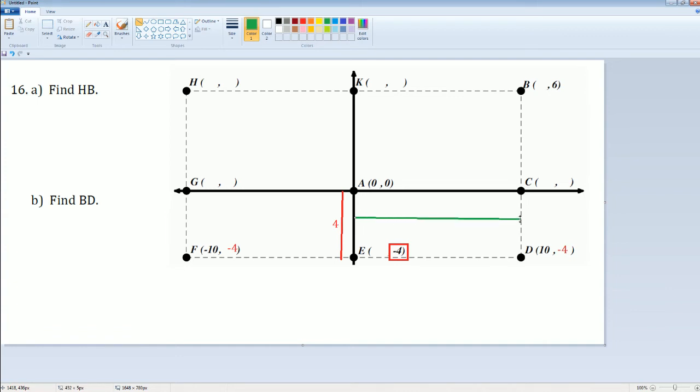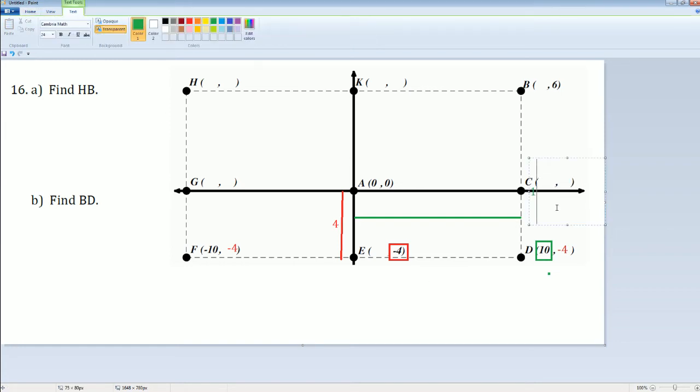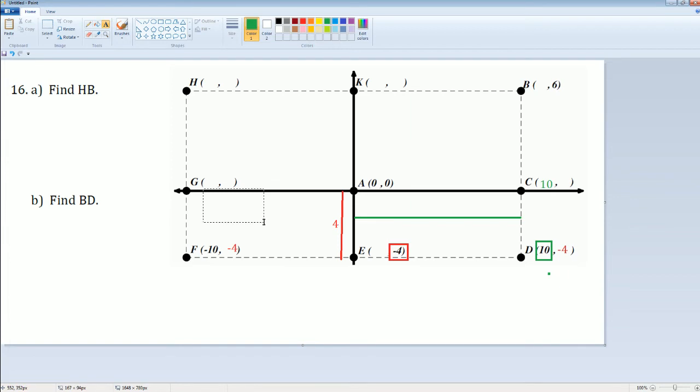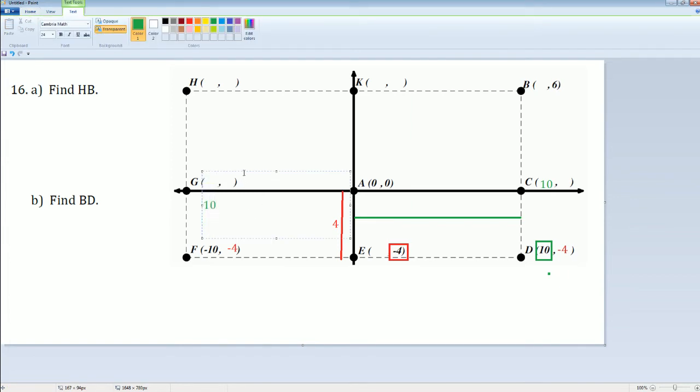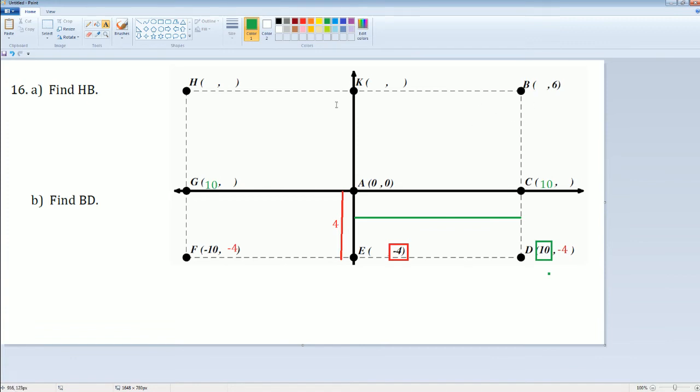So this distance is defined by 10. You should see that right there. So that means this value here is going to be 10 as well. That means this value is also going to be 10. Alright, next one, let's make that blue.